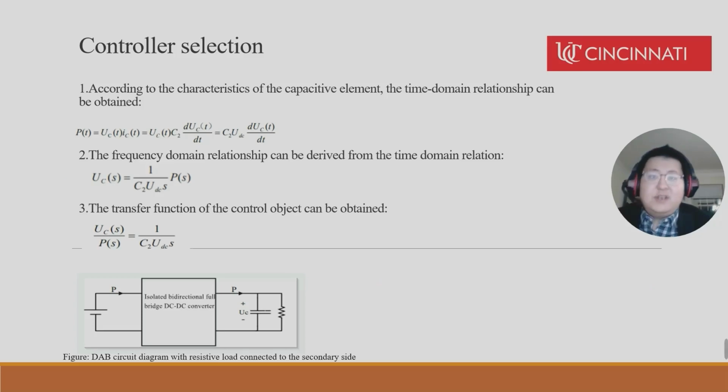After that, we do the controller selection. By these three steps: first, according to the characteristics of the capacitive element, we obtain the time domain relationship, and then we get the frequency domain relationship. Last, we obtain the transfer function of the control object.